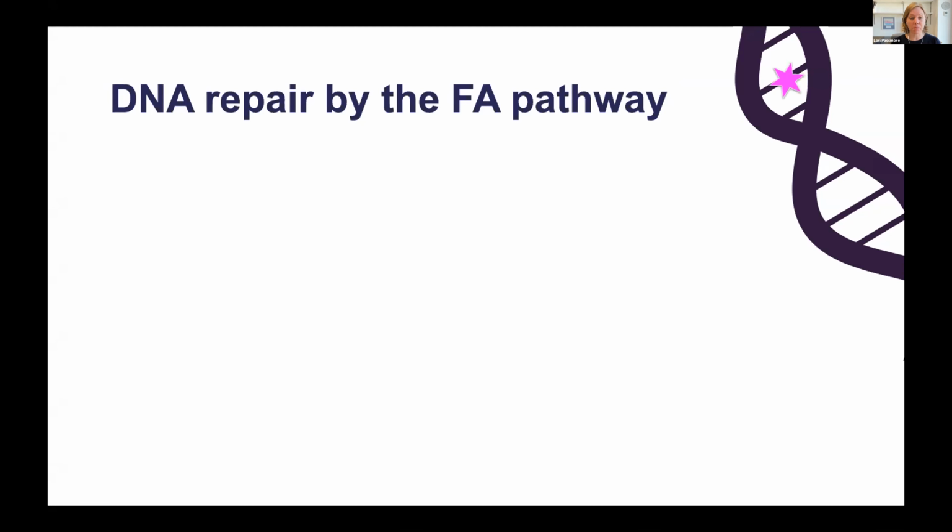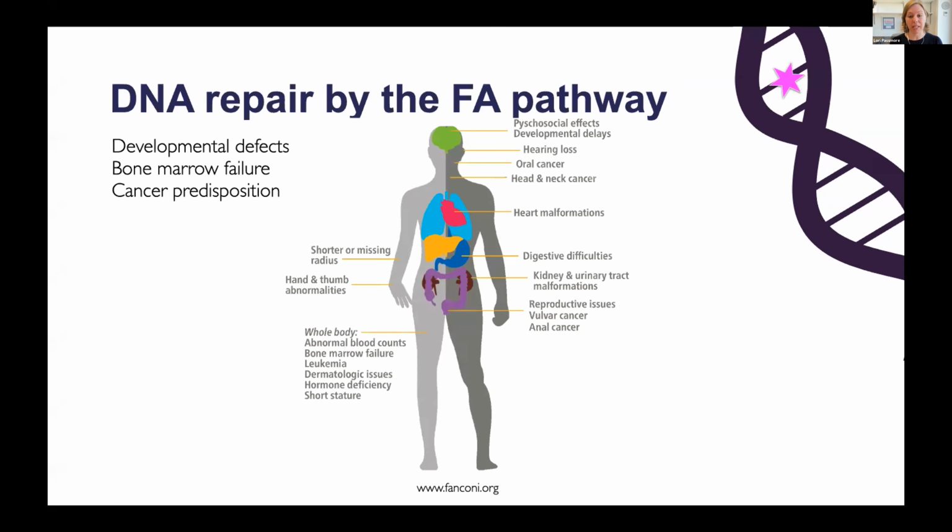So these crosslinks block DNA replication and transcription, and if they cannot be repaired, it results in genome instability, leading to human disease, including Fanconi anemia, or FA. FA patients have a wide spectrum of symptoms, including developmental defects, bone marrow failure, and a predisposition to cancer. But at the molecular level, all FA patients have the same inability to repair DNA crosslinks effectively.